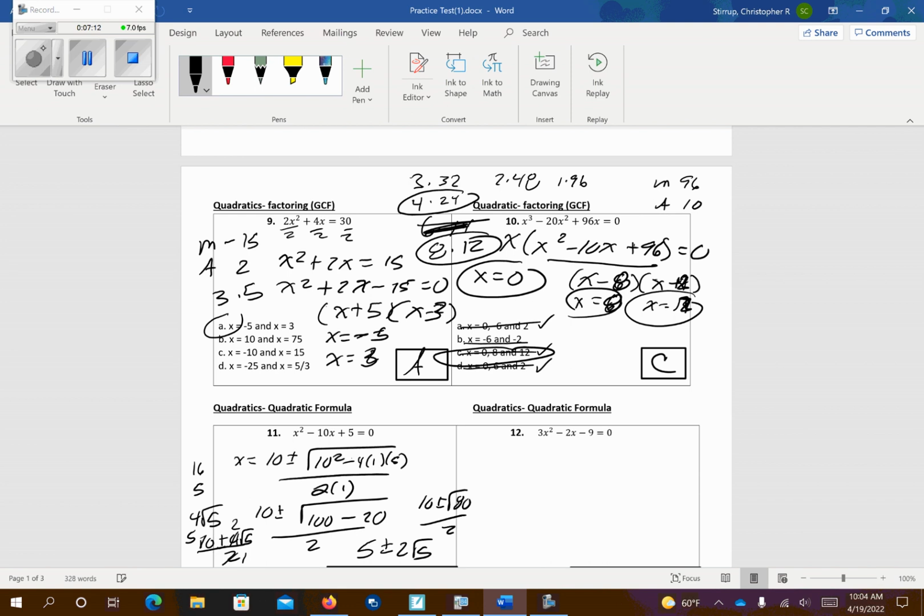Quadratic formula on this one. X is equal to negative b. Well, I'm already plugging in a negative. Plus or minus b squared, which is 4, minus 4ac, all divided by 2a.